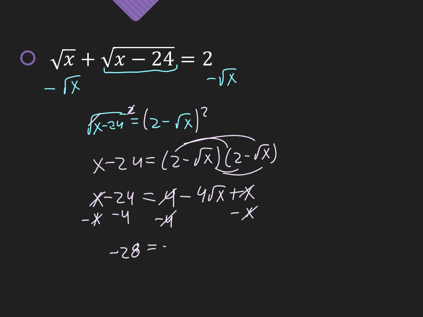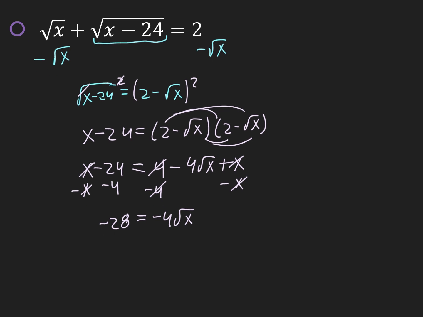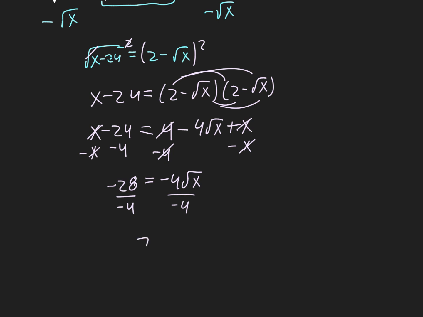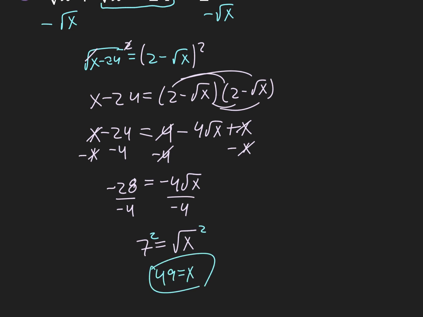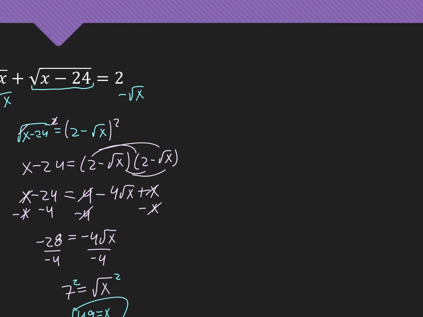So I get negative 28 equals negative 4 square root of x. And then I can divide both sides by negative 4. And so I get 7 equals the square root of x. And then lastly, I can square both sides and I get 49 is x. All right, so we get this as our answer. We do need to check, though, that this does work. So I'm going to check over here.